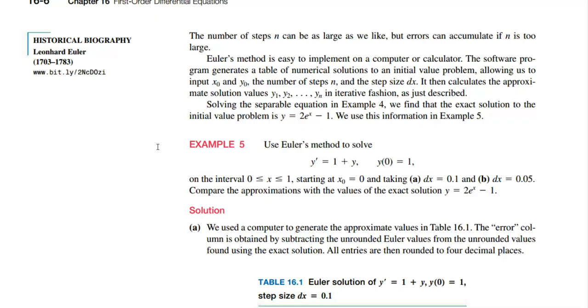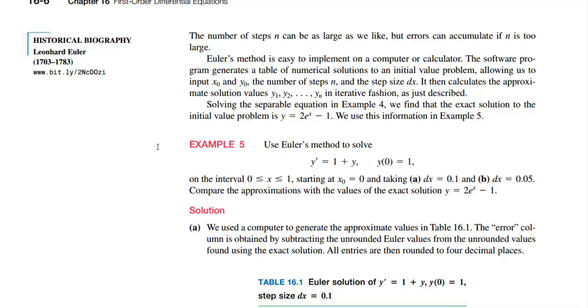Euler's method is really easy to implement on a computer or a calculator. The software program will generate a table of numerical solutions to an initial value problem, allowing us to input x0 and y0, the number of steps n, and the step size dx, and then it'll calculate the approximate y's, y1, y2, yn, in iterative fashion, just like we described a second ago. So if we solve the separable equation in example 4, we'd find that the exact solution to the initial value problem is y equals 2e to the x minus 1, which we're going to use in example 5.